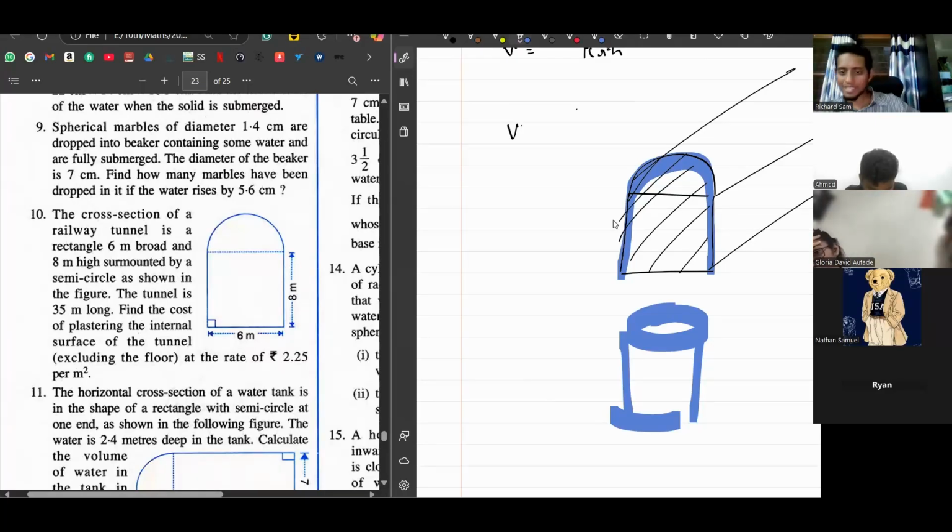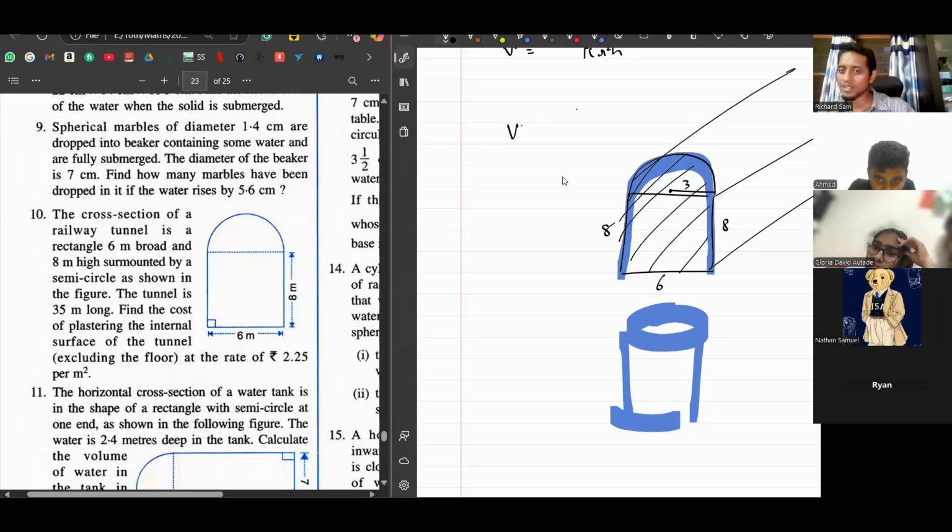So how do you find this length? We know this is 8, this is 8. How much will this be? What is the radius of the semicircle? This base is 6, that means this will be 3. Right? So we have to find half of that circle. It's a semicircle, so half circle's length.